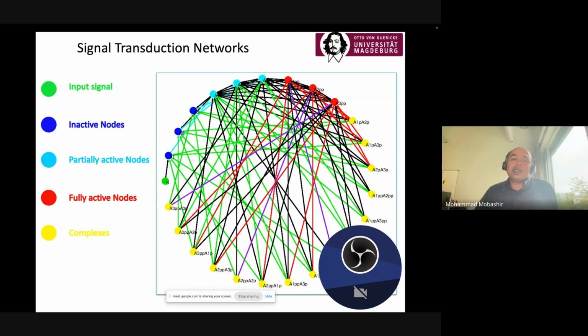You can see the node circles and the links, that is the nature of connectivity between the different proteins. And then here, the nodes are of different types, like input signal, inactive nodes, partially active nodes, fully active nodes, and the complexes formed as a result of interactions, as a result of chemical reactions within the cell.